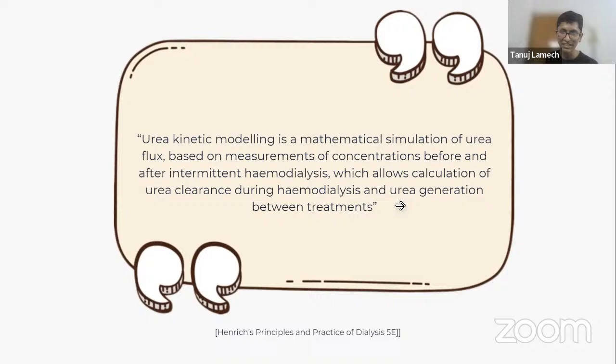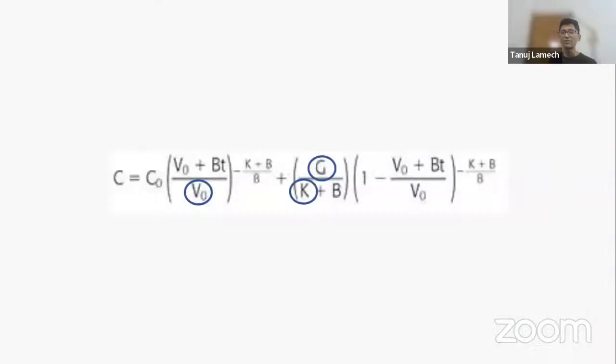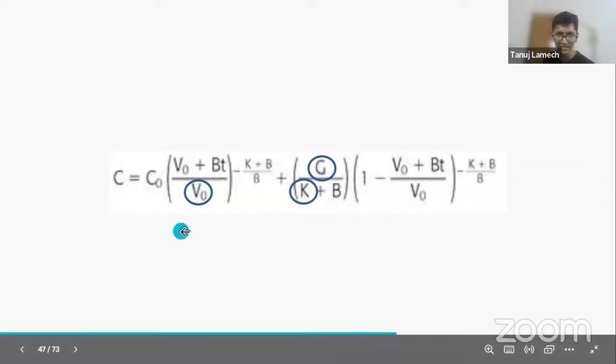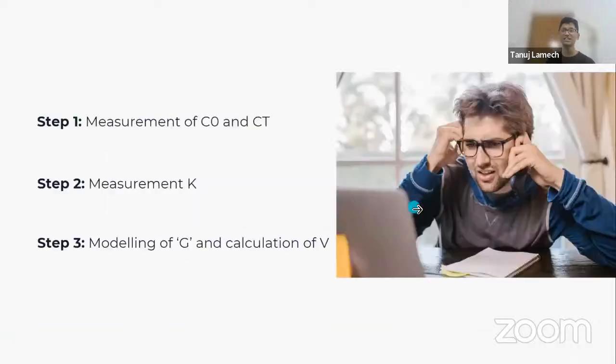So the KT over V falls as the graph falls, and the urea generation between treatments, the G, rises as the graph rises. So how do we do this? What is the mechanism? If you look at that long formula, there are three things that we don't know. We don't know the volume of distribution, we don't know the clearance, and we don't know the urea generation. So how do we get to those things which we don't know?